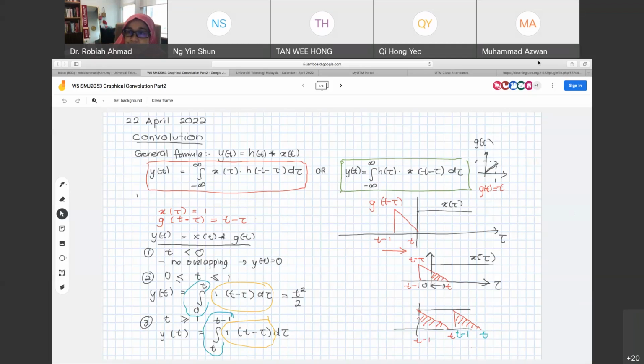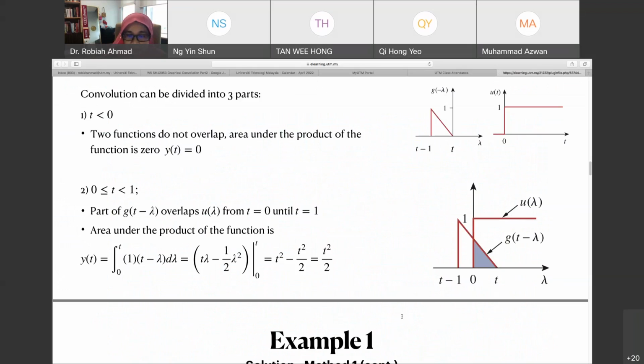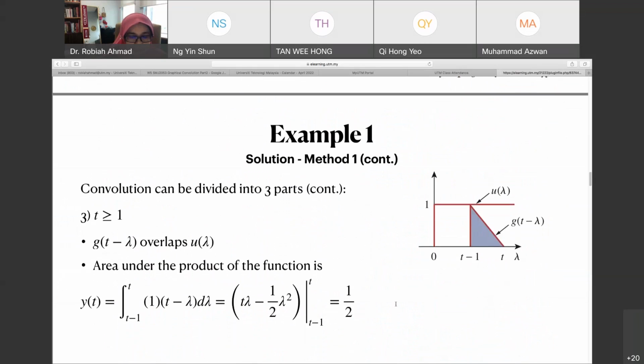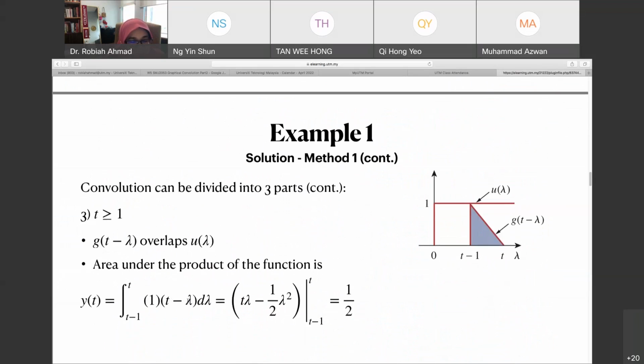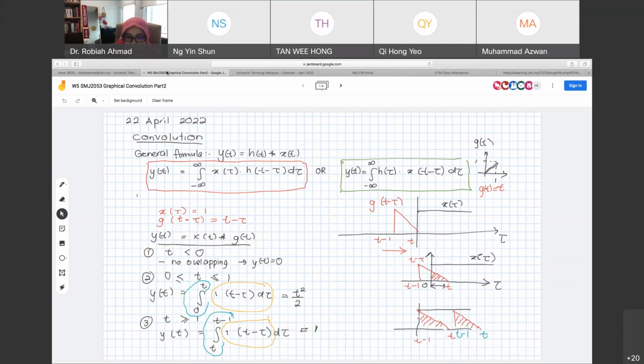So let us look at the answer. I just copy the answer, which is the integral of T minus tau, d tau, so tau minus 1, half of T squared over tau squared over 2. So this time the limit is T minus 1 to 1. The answer is 1. Okay, so the answer is 1 here. So only 3 conditions. Therefore, we have our y(t).